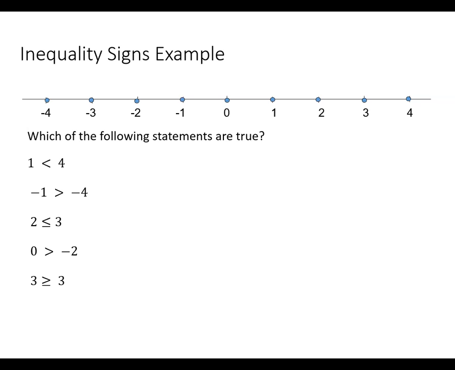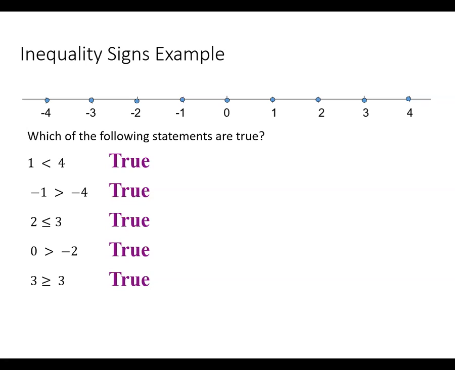All right, so hopefully you've taken the time to pause it real quick and look at the number line here. So 1 is less than 4, -1 is greater than -4, and so forth, and they just so happen to all be true. Now the very last one, 3 is greater than or equal to 3. Remember, 3 isn't bigger than 3, but it's equal to. That's what that 'or' means, the line underneath the greater than.